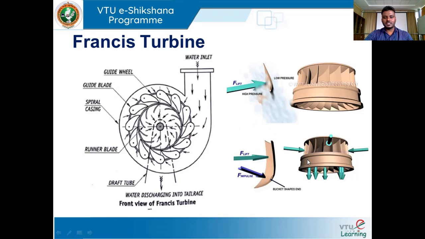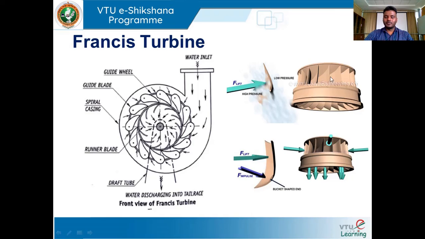The water entering into the runner blade, as you can see here, this is a runner blade and runner wheel. This arrow indicates the entry of water into the runner blade in an axis perpendicular to the shaft axis, that means normal to the shaft axis, and then it exits through the center of this runner in an axial direction, that means in a direction parallel to the axis of the shaft.